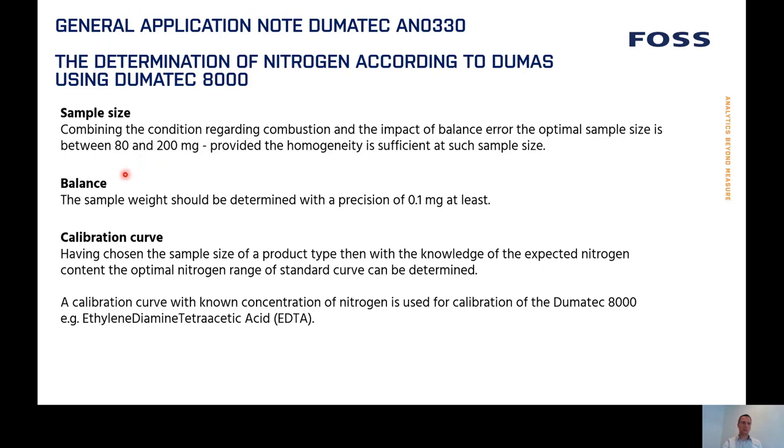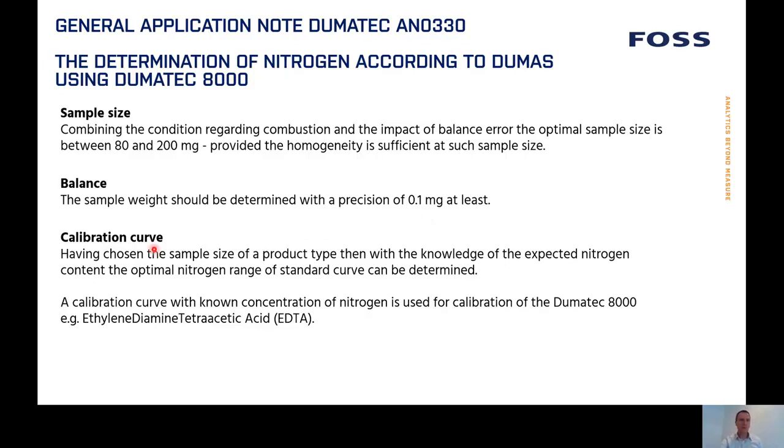The balance used for weighing the sample must have a precision of at least 0.1 milligrams or better. If you can have 0.01, it's better for weighing small sample amounts. It's called an analytical balance.